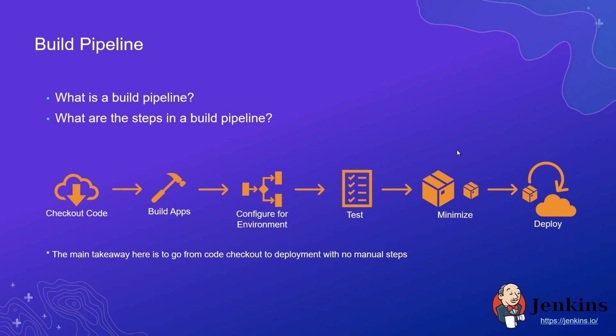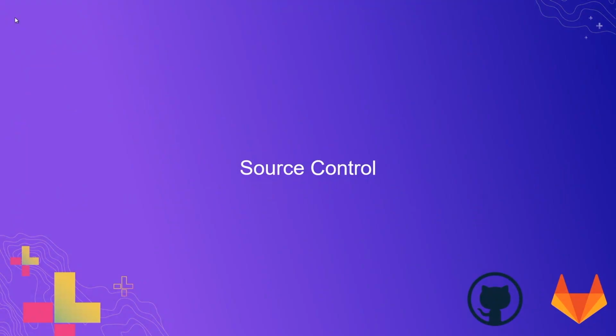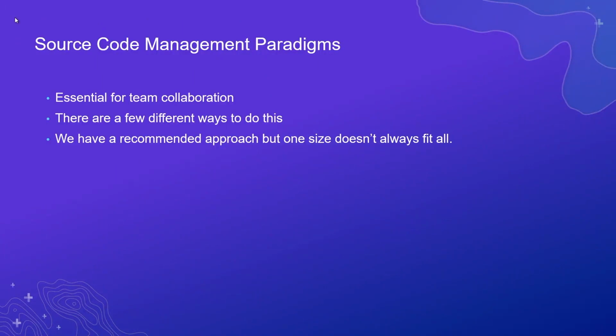You can implement these steps however you want and what works best for you, but we'll talk about what we've done and how we've done it. The first step in the pipeline deals with checking out the code. You can't check out the code if you don't have it under some sort of source code control.